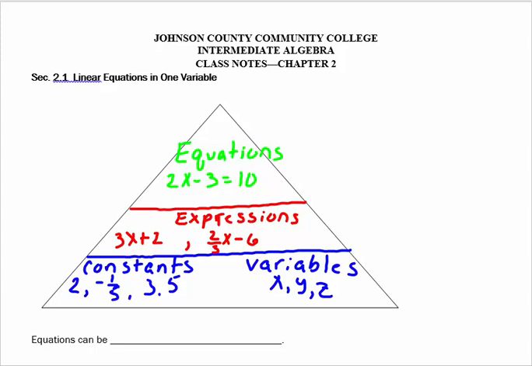Constants are like our numbers, 2, -1/5, 3.5. They never change, they're constant. Variables do change. For example, some of the variables we use are x, or y, or z. From there, we build expressions. Expressions combine constants and variables. For example, 3x plus 2, or 2/3 x minus 6. You will not see equal signs with expressions.